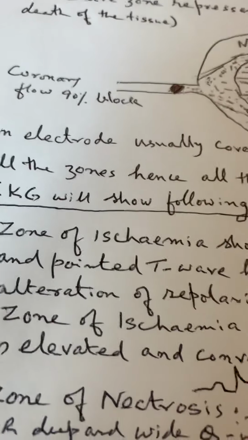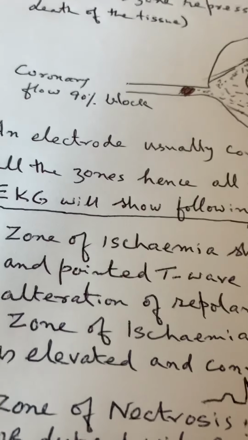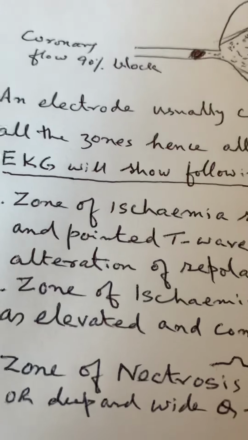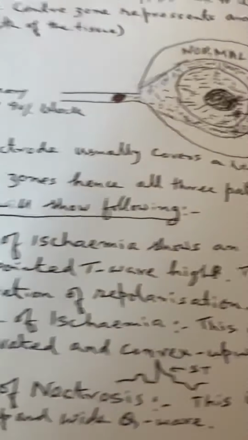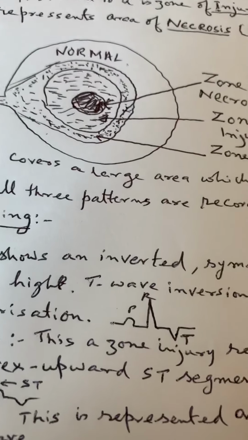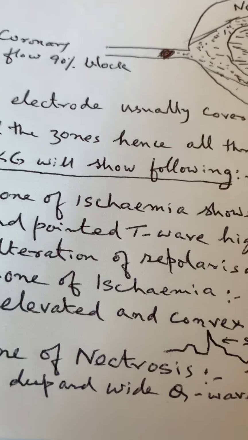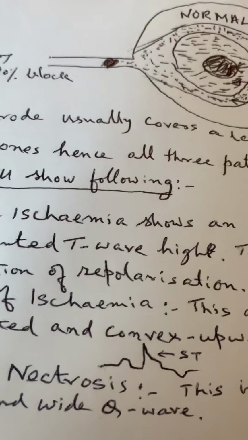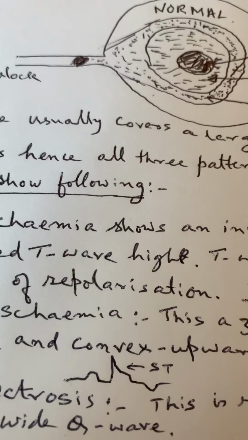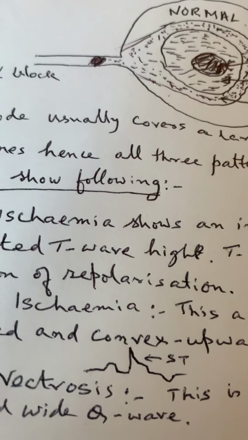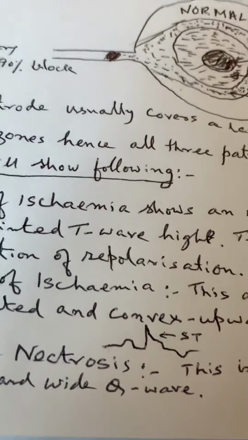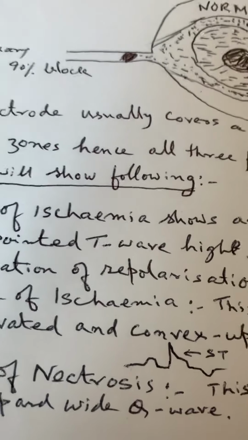First zone is the zone of ischemia, less blood supply. Second zone is the zone of injury, and third is the zone of necrosis, and that is in the center of the myocardium. So the EKG will show a raised ST segment.